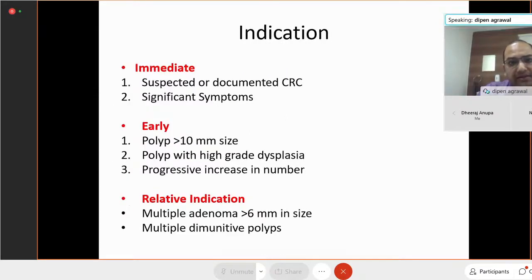Indications for surgery: suspected or documented colorectal carcinoma, or significant symptoms. Indications for early surgery are polyps more than 10 mm in size, polyps with high-grade dysplasia, or a progressive increase in the number of polyps. Relative indications are multiple adenomas more than 6 mm in size and multiple diminutive polyps.